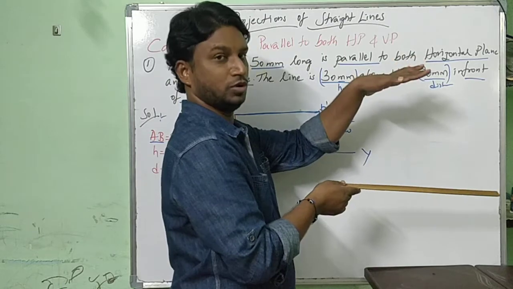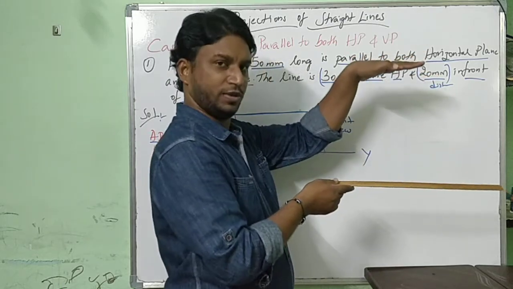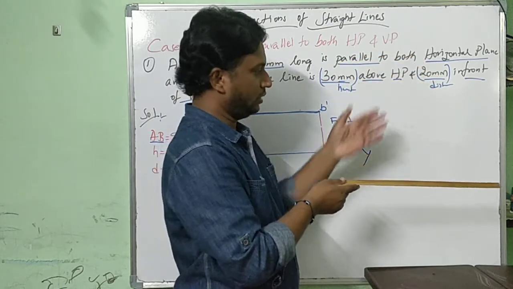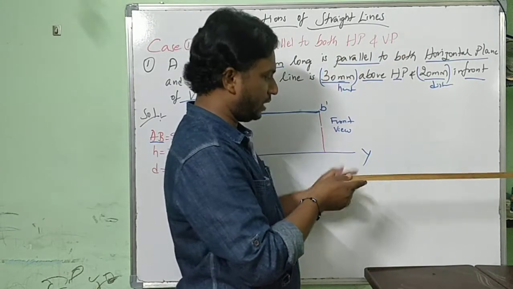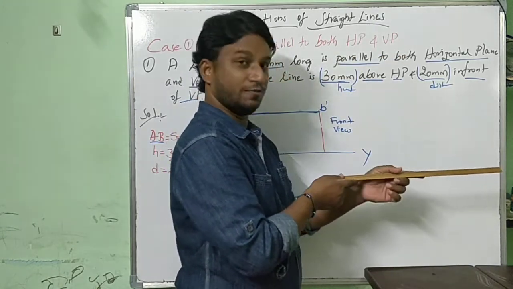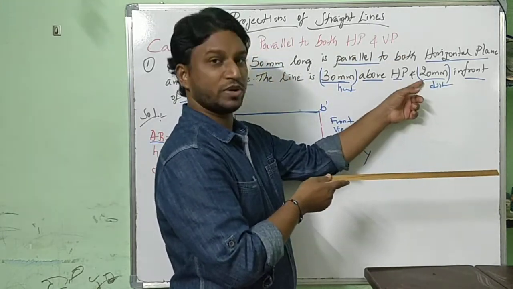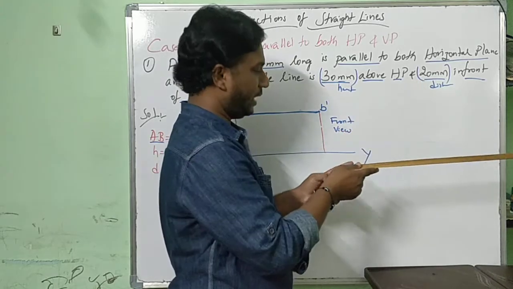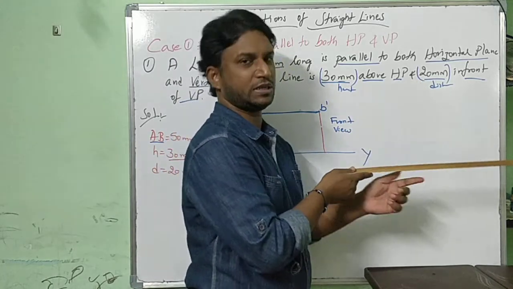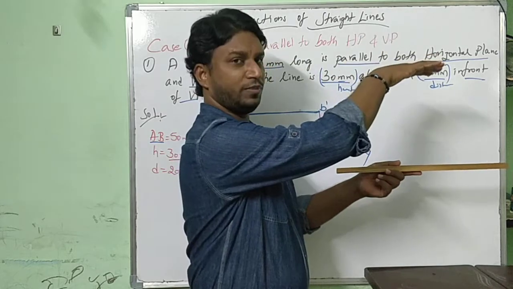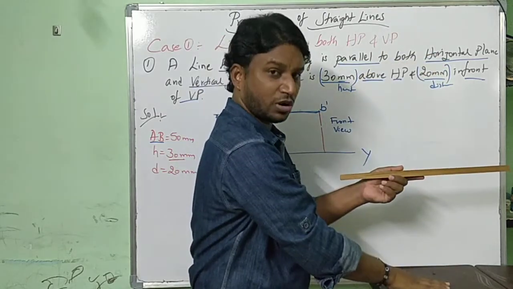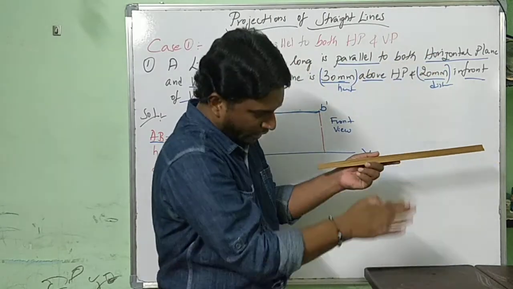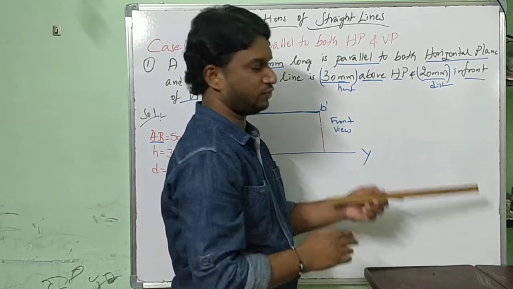Next, the top view. Top view is nothing but looking from here in first angle projection. When you are looking from here, we are supposed to observe the distance. How much distance is given here? 20 mm. End A is at 20 mm, end B is at 20 mm. When you are looking from the top, it will be projected on the horizontal plane. As per the rule, we have to rotate it, which comes below the XY line.